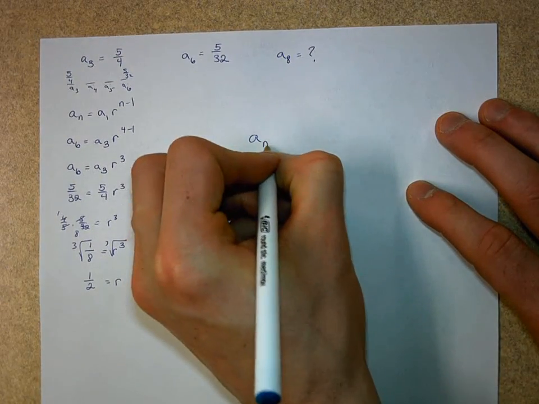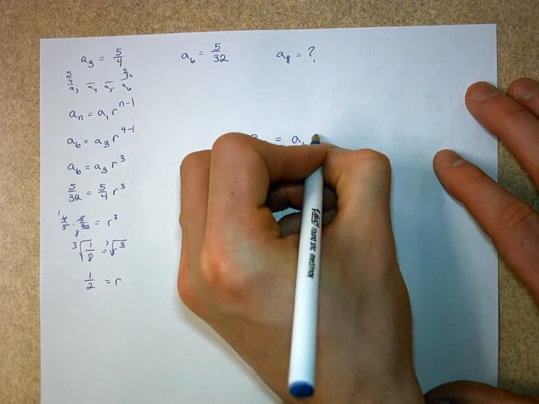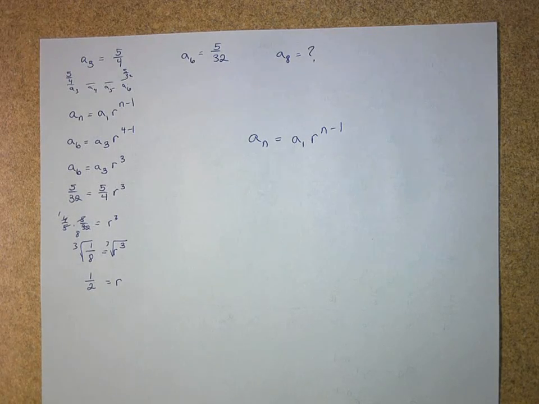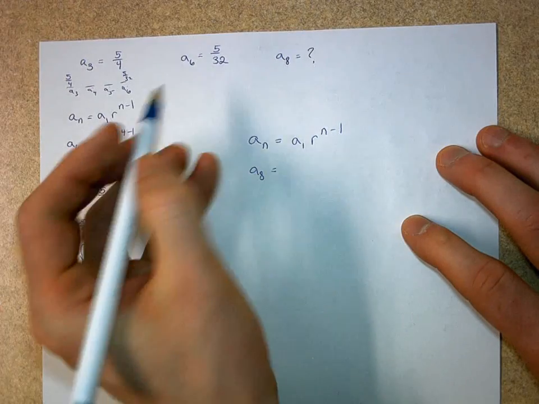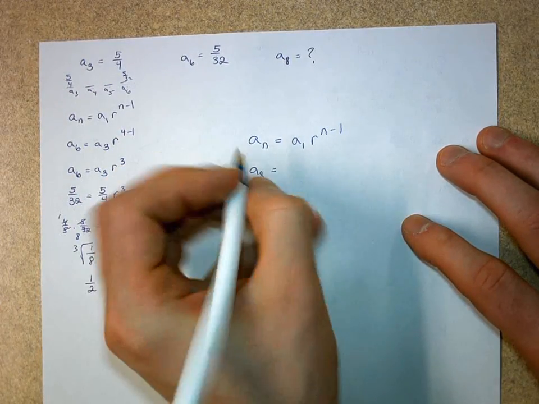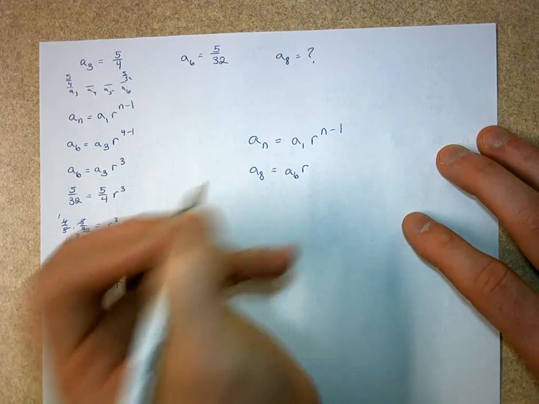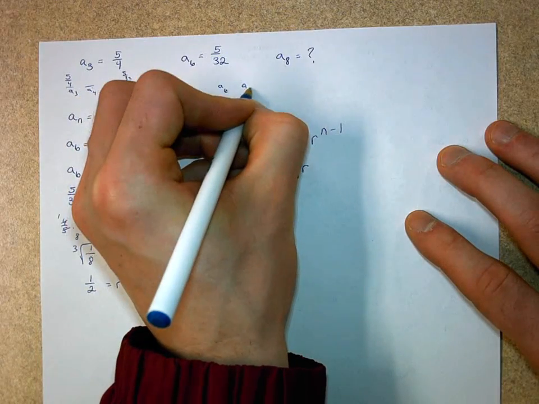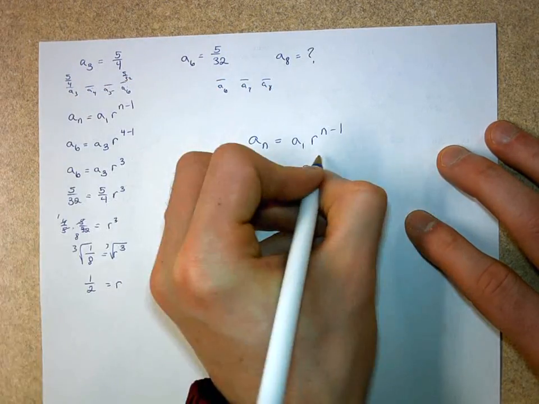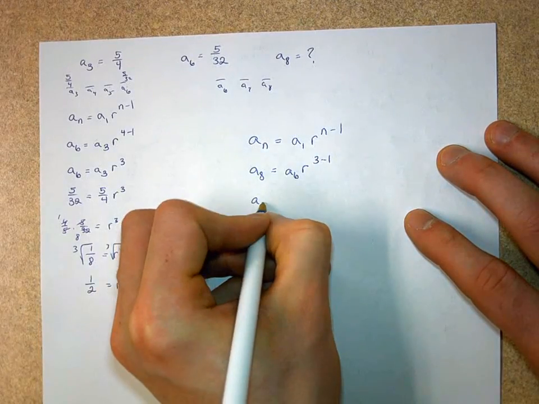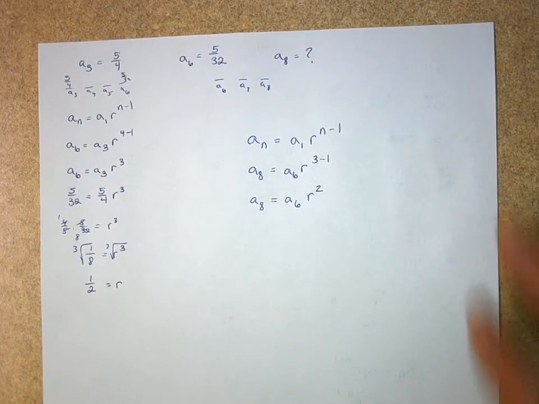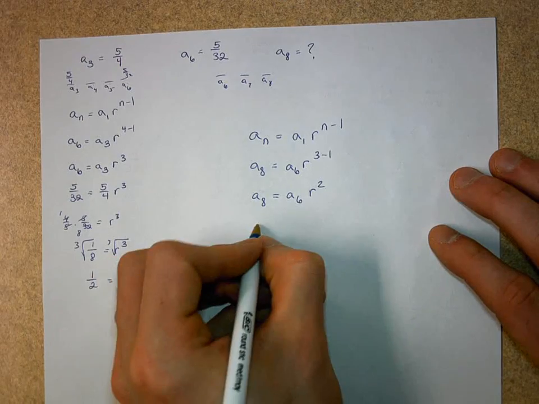Now that I know that r is 1/2, I can come back to my original formula. A sub n is equal to A sub 1 r raised to the n minus 1. And I don't care if I use A3 or A6 as my starting value, but for A sub 8, I'm just going to use A sub 6 here because it's closer. A sub 8 is equal to A sub 6 r, and then how many terms do I have to go from A6 to A8? Well, it's A6, A7, A8. There's 3 terms there, so it's 3 minus 1. So what I'm dealing with is A sub 8 is equal to A sub 6 r squared.